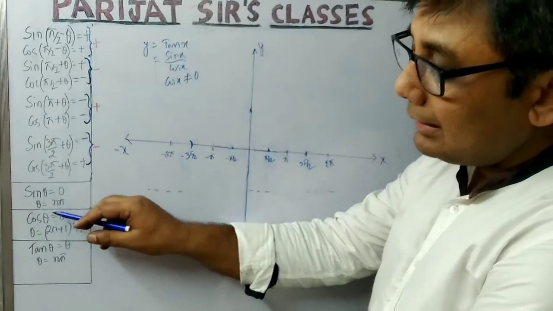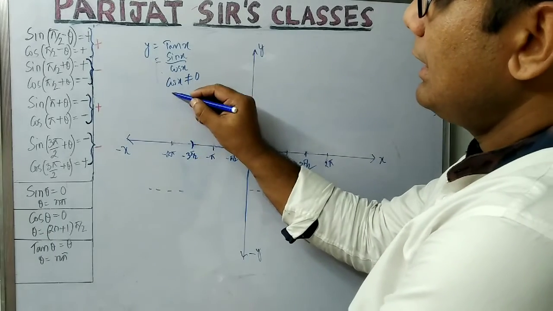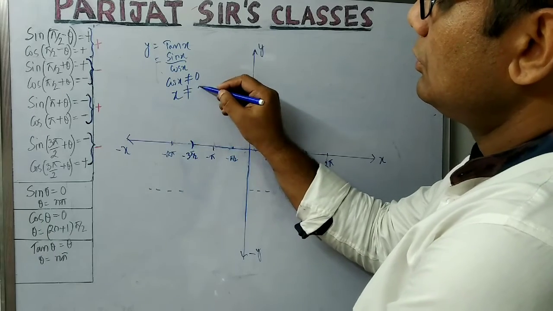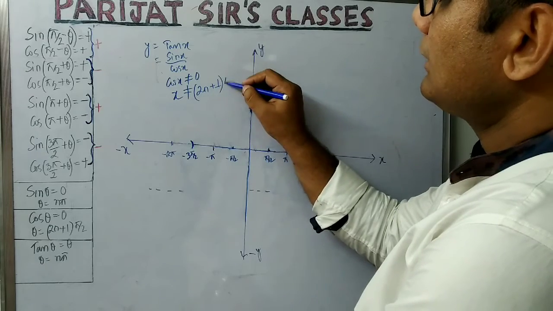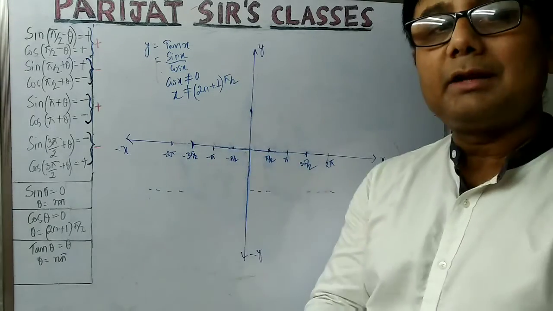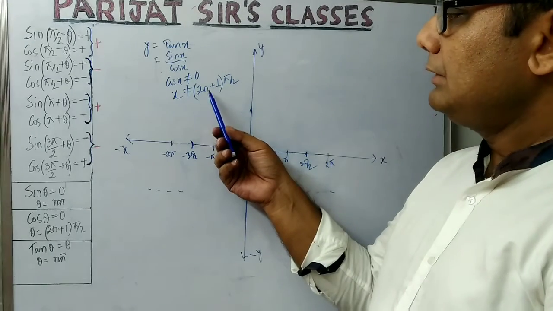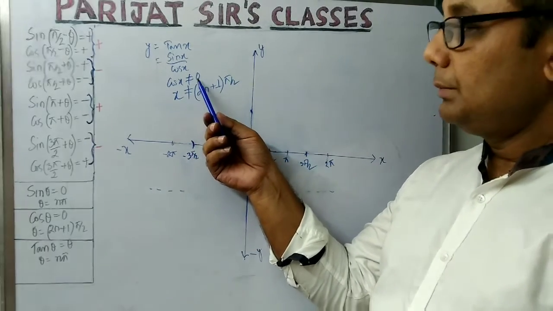That means I cannot make cos x 0. That means x, I cannot choose (2n+1)π/2. Let's see, if n is 0, it is π/2, and we know cos π/2 is 0. So it is making it 0.